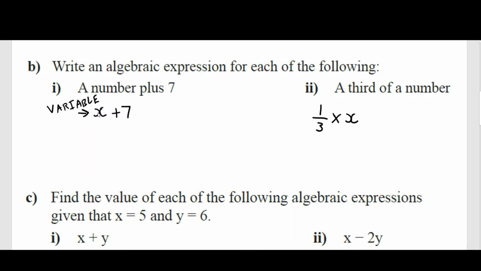Okay? And when we multiply variables with a number, we can make it look like this. A third x. So when there's no sign, it means multiply. So we've got a third times by x.